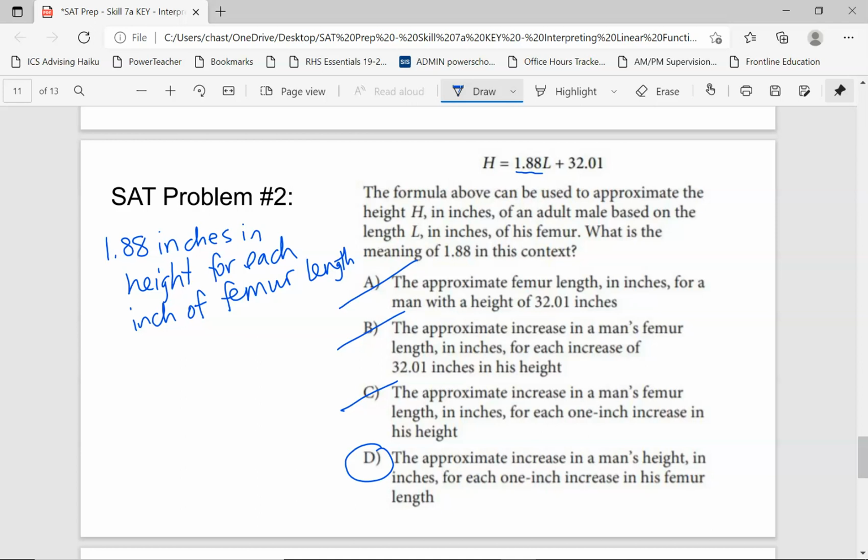By the way, it had to be that last one because when we talk about rate of change, remember, think of this h as your y, your L as your x. Rate of change is always thought of as the change in y over the change in x. Your y is the height of the man, and the x is the length of the femur. So it's going to be the height change of the man for every inch of femur length.